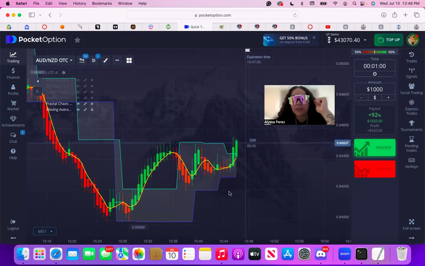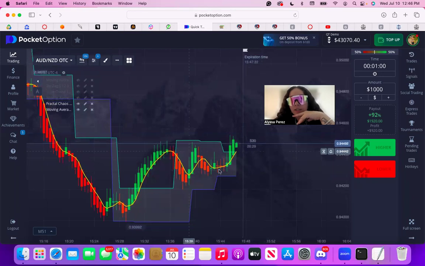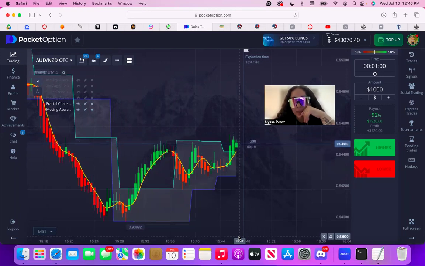It's kind of ranging too. This is why I say this is the range. So it's kind of hard to trust, because it might come back up here more and take everyone else out of their trades and come flying back down. So we'll see.